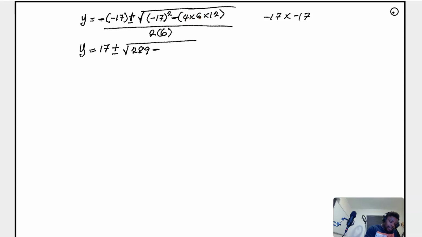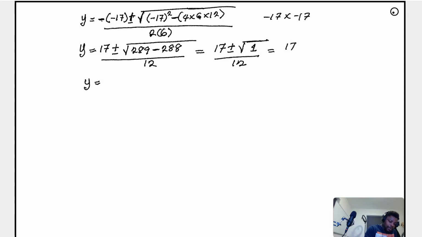Then 4 times 6, 24. 24 times 12, I'll use calculator here. 24 times 12, that is 288. So this is 288. All over 2 times 6, that is 12. So this is 17, which is this one, plus or minus. Okay, so 289 minus 288, that is 1 over 12. So y is equal to, here can still be 17 plus or minus. What is the square root of 1? That is 1 over 12.